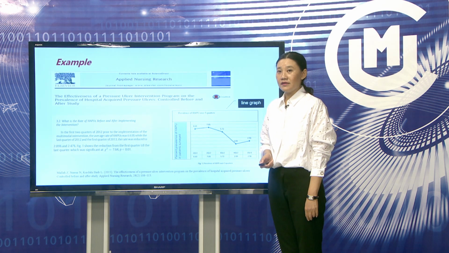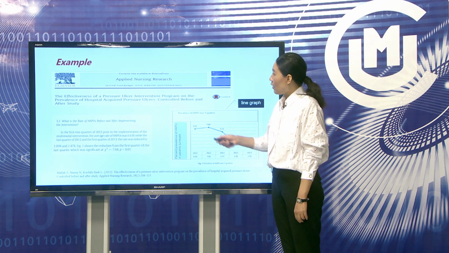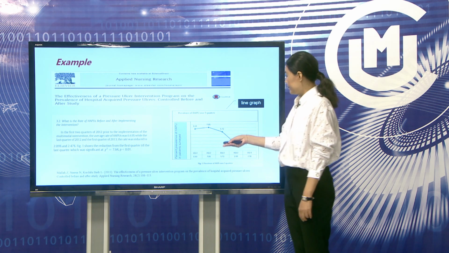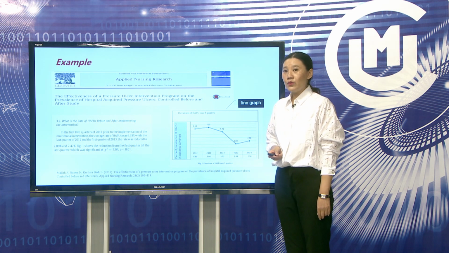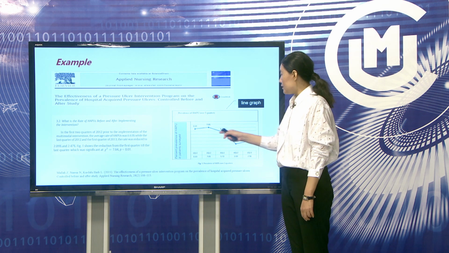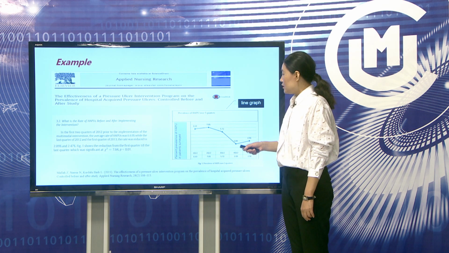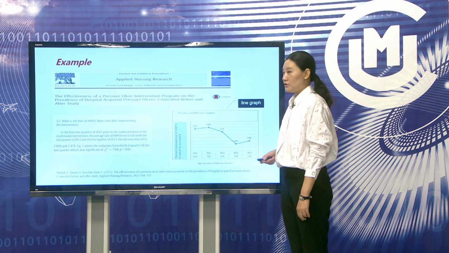Still, take as an example the article on hospital-acquired pressure ulcer. A line graph was used to show the trend of the prevalence of hospital-acquired pressure ulcer from the first quarter to the final quarter.